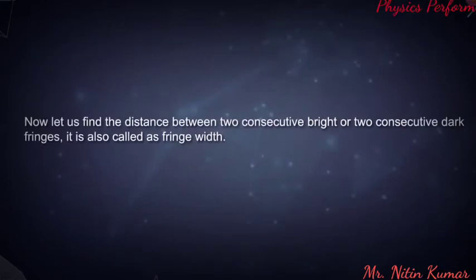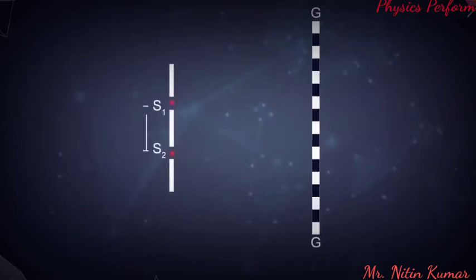Now, let us find the distance between two consecutive bright or two consecutive dark fringes. It is also called as fringe width. Here, let the distance between the two slits S1 and S2 be small d and the distance of the slits from the screen be capital D. The central bright fringe is formed at the point O.